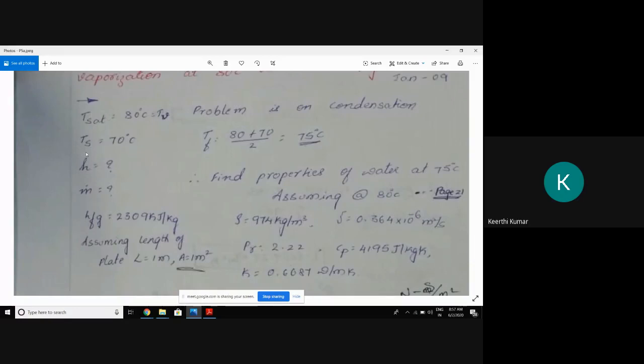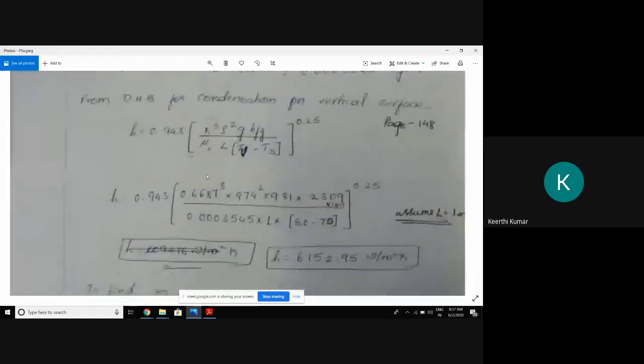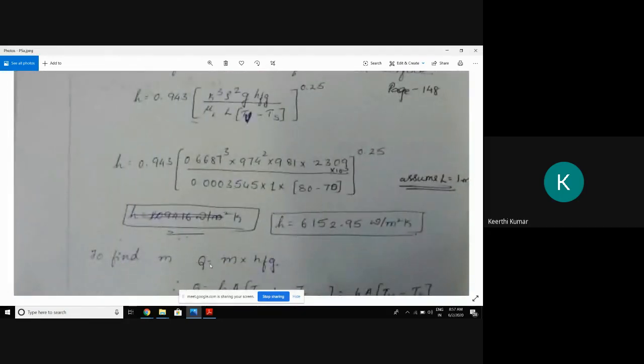That is H. Then, what is the value of m dot? What is the formula? Q is equal to m dot into h_fg. You can see here, Q is equal to m dot into h_fg. Then h_fg we know, m dot we have to find out. Then what is the Q formula? Again, go for the data handbook, he has given it at the top. Q is equal to h A (T_v minus T_s).